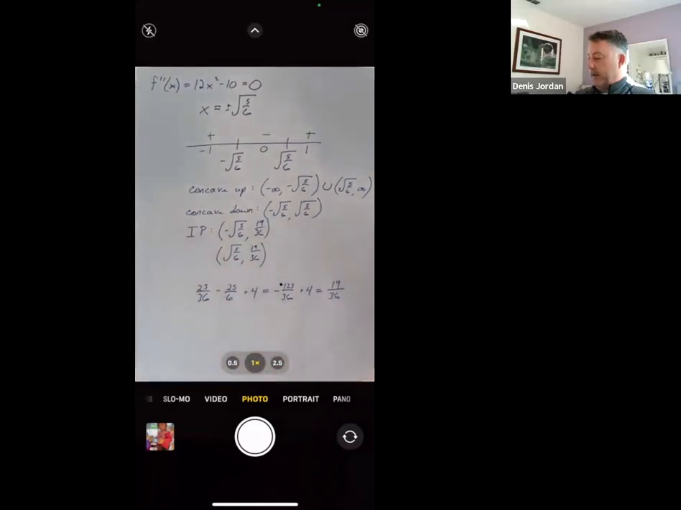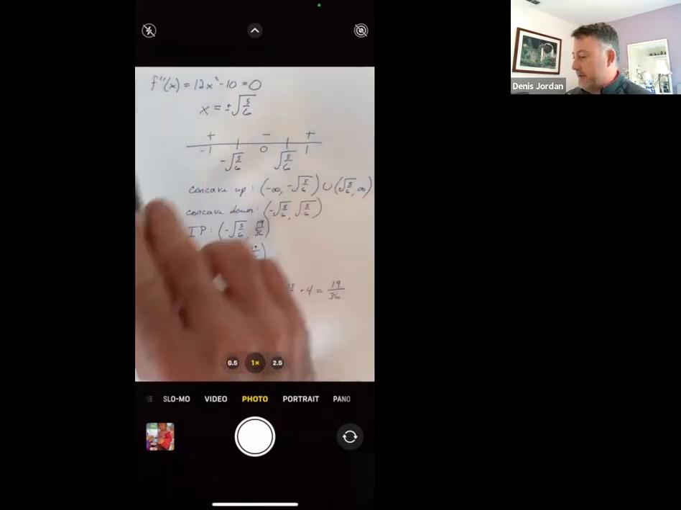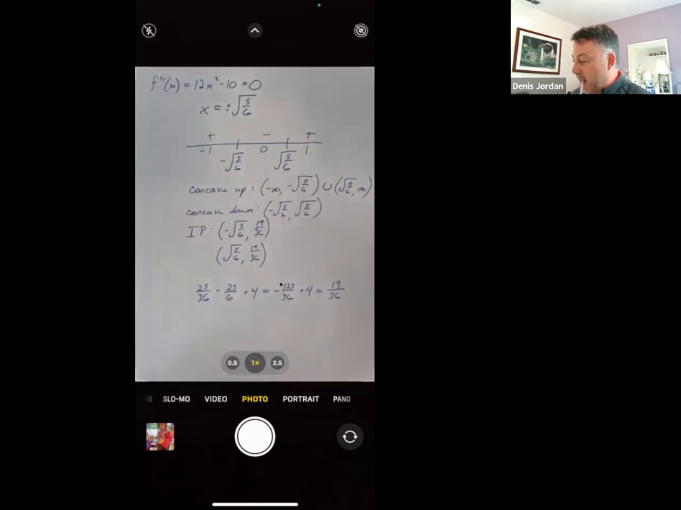All right. So there's your increasing, decreasing, extrema, concavity, and your inflection points all in one. So any questions on the second derivative stuff?